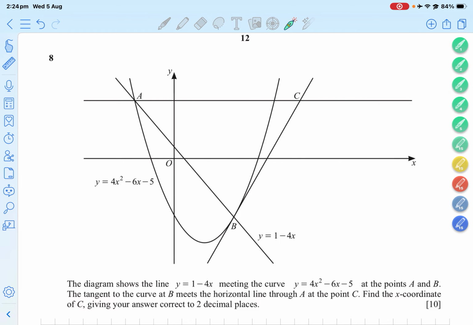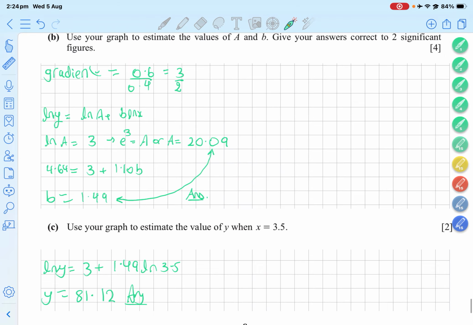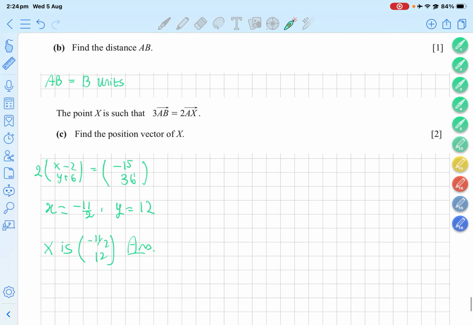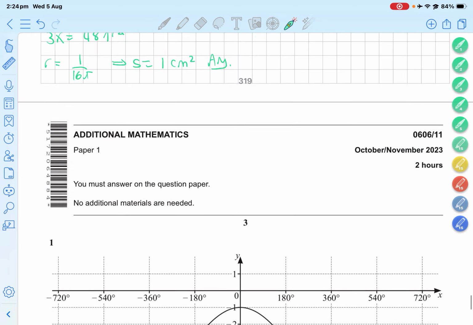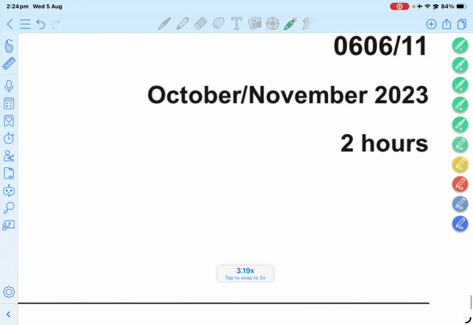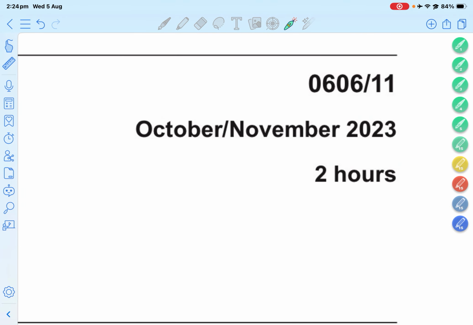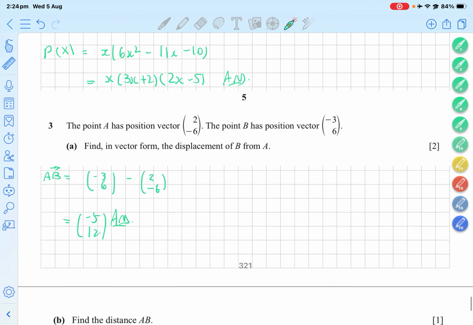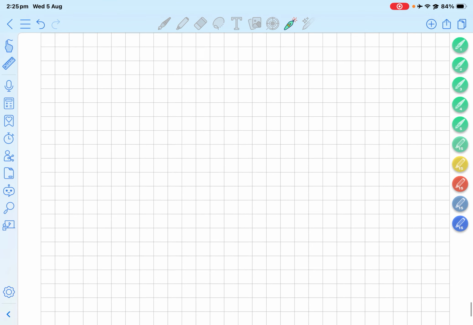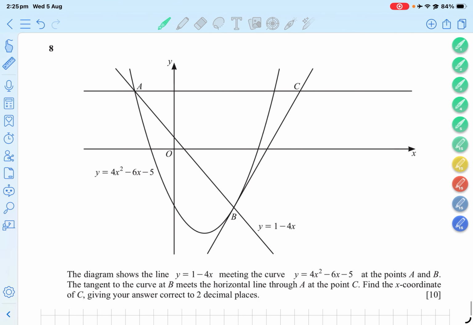Today I have this past paper question for you. So I was solving this paper and I just decided to do this question. This is from 0606/11, October/November 2023. So let's see what it says.